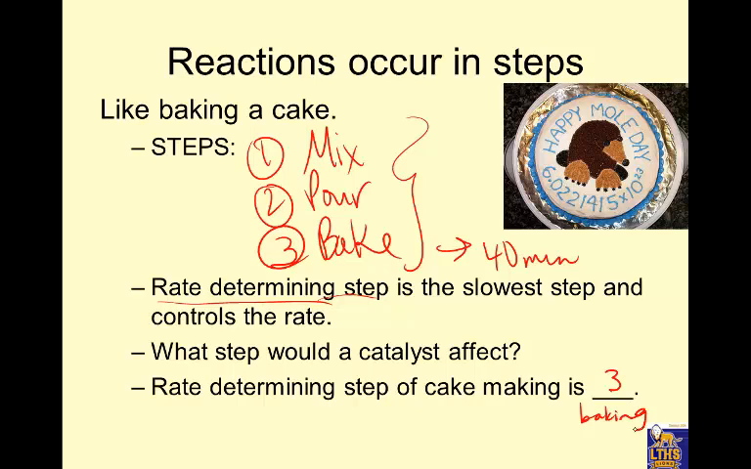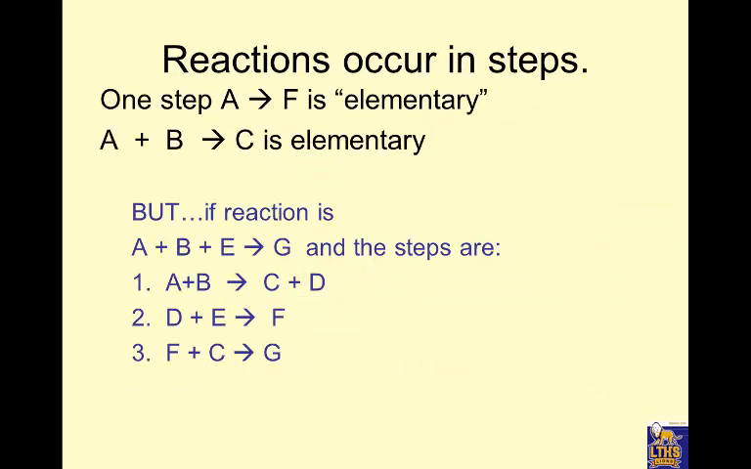And so what a chemist would try to do is find out which one's the rate determining step and maybe try to add a catalyst to change that step, because changing that step would change the overall rate. So what determines the rate is the slowest step in a reaction. What do I mean by slowest step?